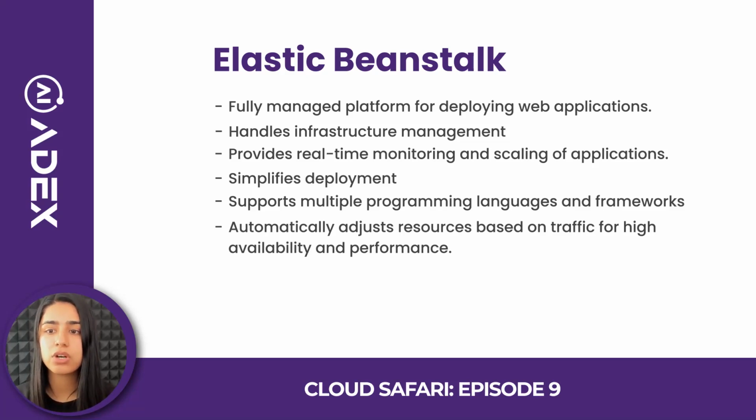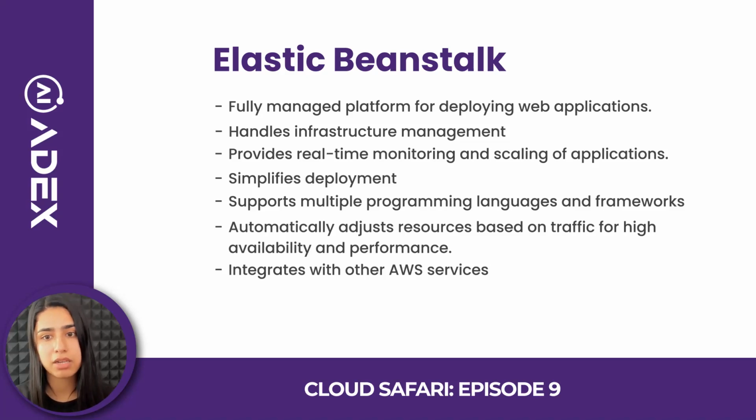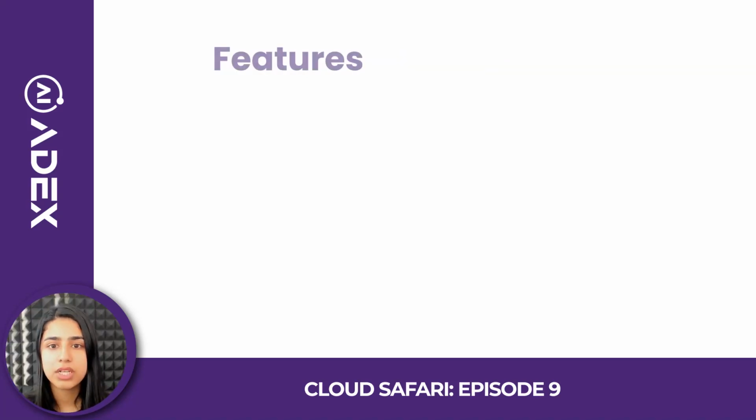Elastic Beanstalk automatically adjusts the resources required based on your app's traffic, ensuring high availability and performance. It integrates with other AWS services like RDS for databases and CloudWatch for monitoring to help you easily scale and manage your application in the cloud. So let's go through AWS Elastic Beanstalk features.